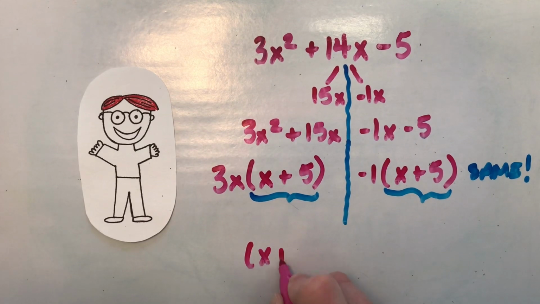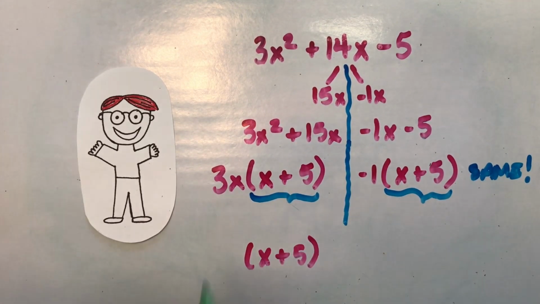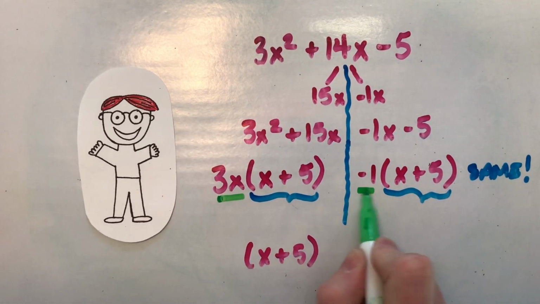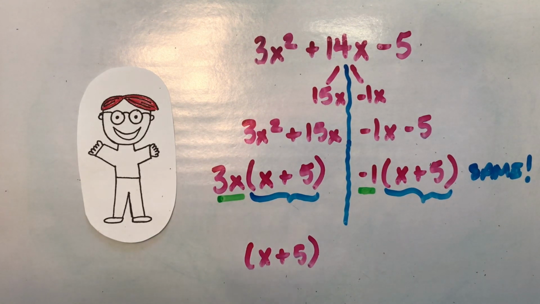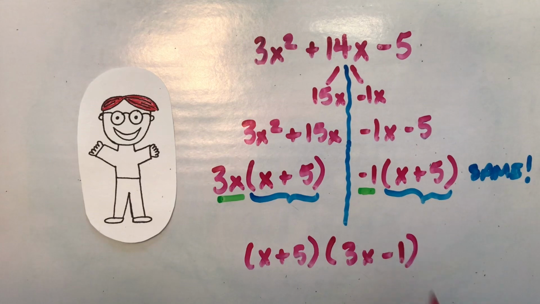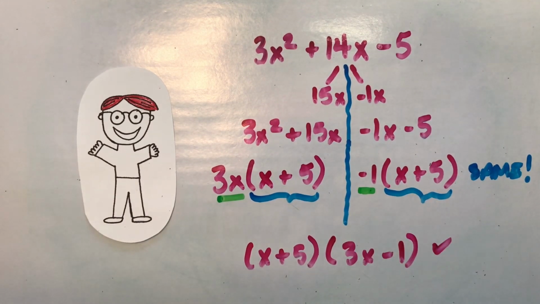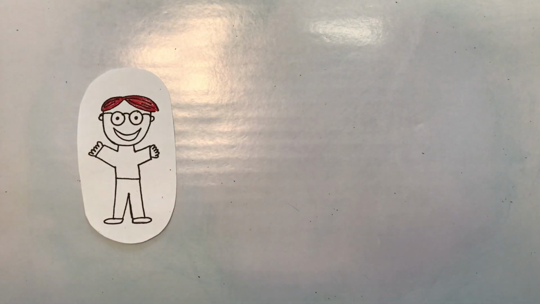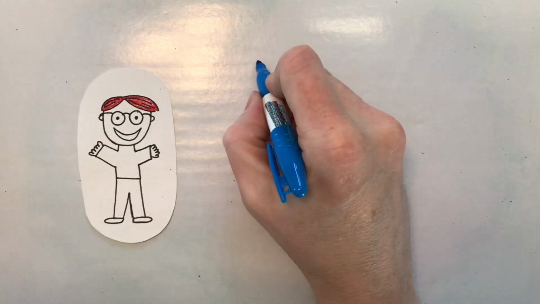That x plus 5 is special because it's going to make the first bracket that makes up our factors. The second bracket actually comes from these numbers in front. The 3x and the minus 1 I'm going to put together in a second bracket. And now that's my final answer. Our question's been fully factored. So let's take a look at another question.